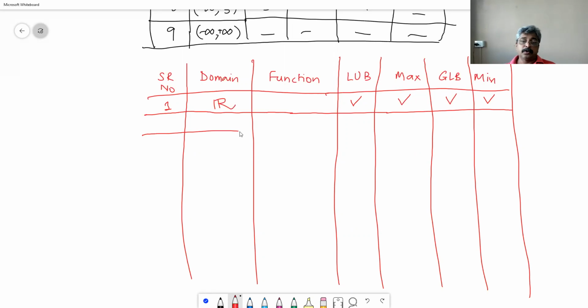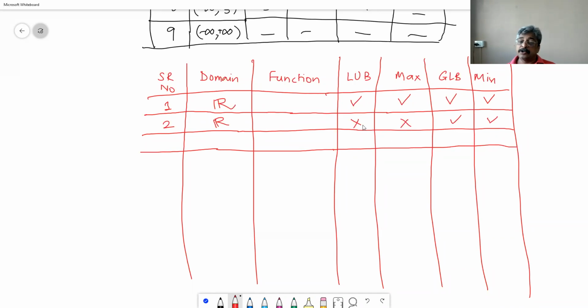Problem number 2 is the same. You need to consider the domain as real numbers. Search for functions such that it does not have LUB, does not have maximum, has GLB, has minimum. You start searching for those functions which satisfy this requirement. Then next, tick, tick, cross, cross.